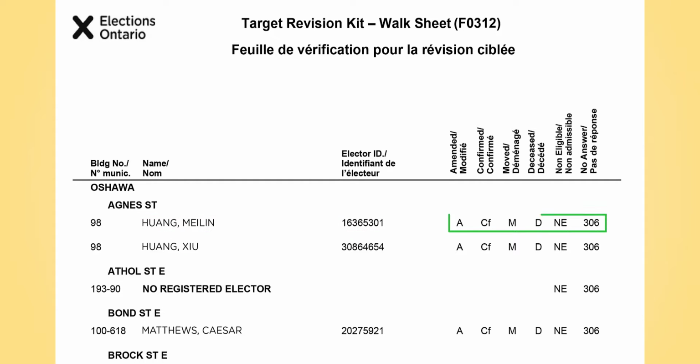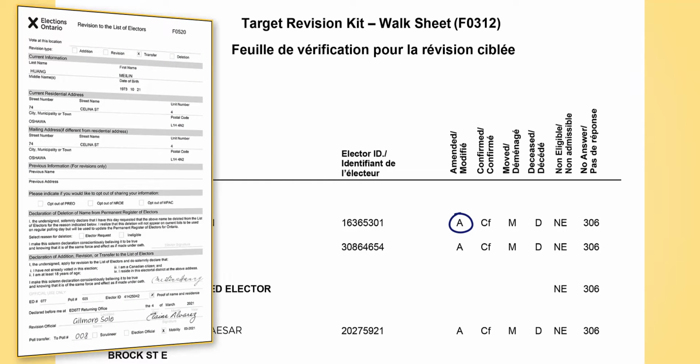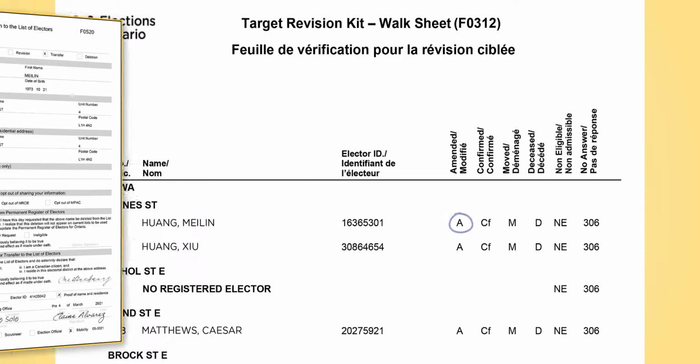Beside each elector is a series of 6 abbreviations. As revising agents visit each location, they use this section to record each elector's status. A is used if the elector needed their information to be amended. In this case, A will be circled, and the revising agents will have provided a completed revision to the list of electors, Form F0520, for that elector.